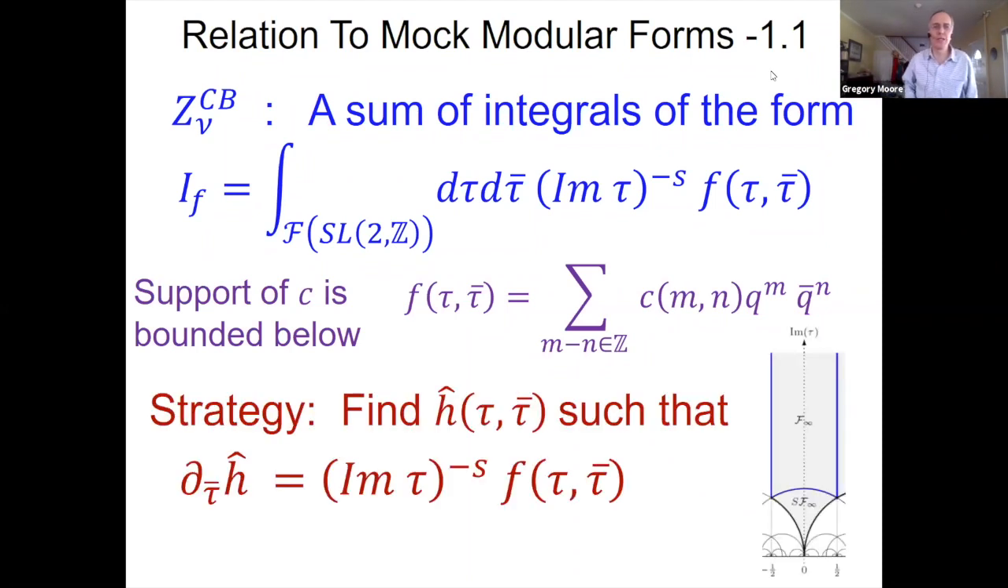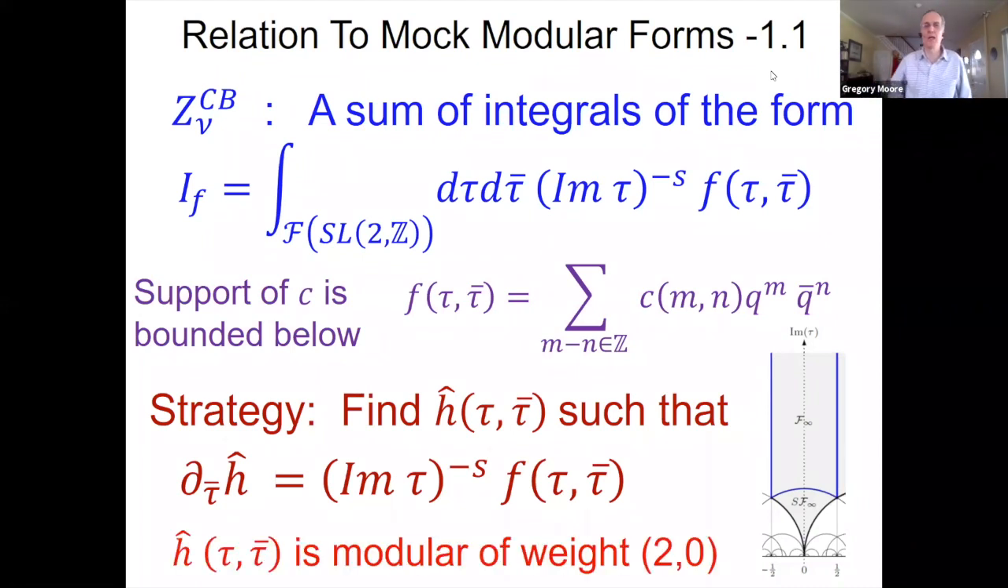And how are you going to do this integral? Well, a good way to try is integration by parts. So you try to write the integral of Im(tau)^(-s) f as a total derivative with respect to tau bar of some h hat, and then you're left with an integral over the boundary, the blue boundary region here. That's pretty useless unless the h hat is modular. But if the h hat is modular, then the finite boundary contributions will cancel thanks to modular invariance, and you're left with an integral across the fundamental domain from -1/2 to 1/2 at large Im(tau), and you take the limit to infinity.